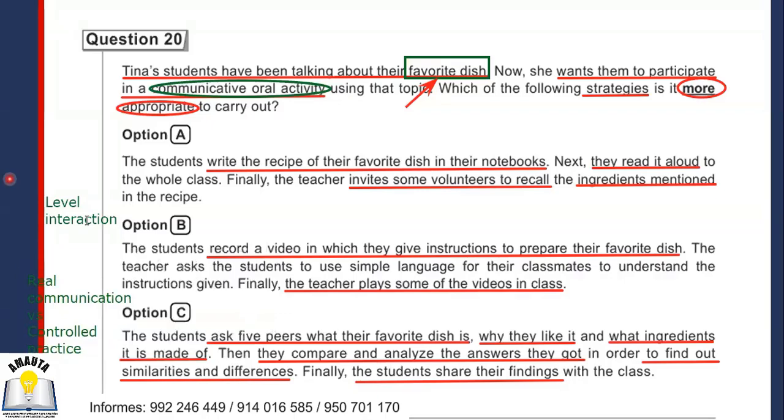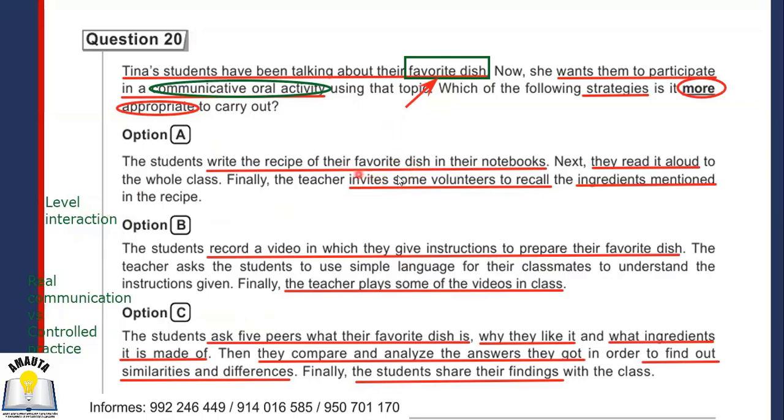So in which of the options are students required to interact with each other? For example, here.